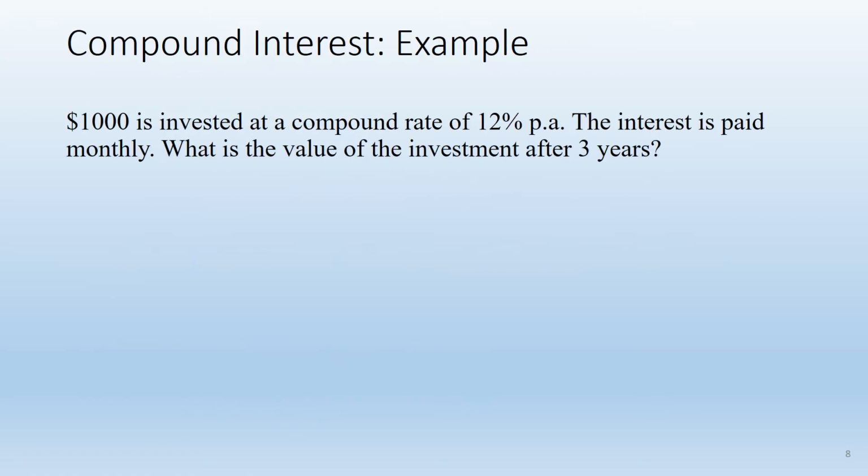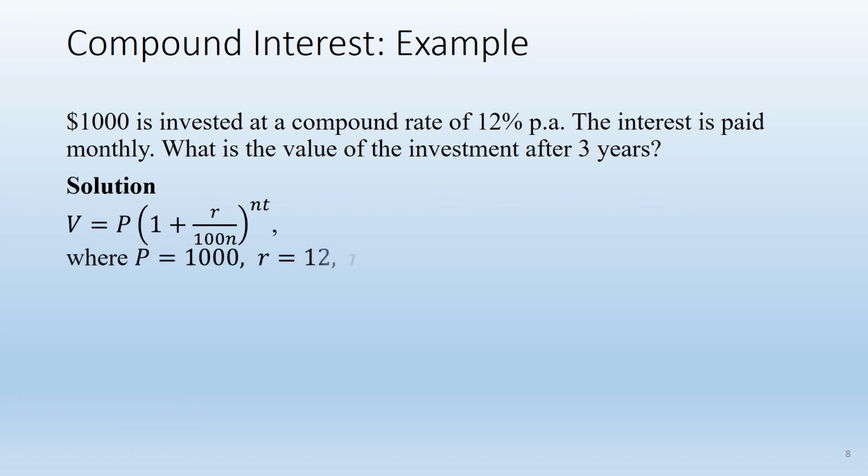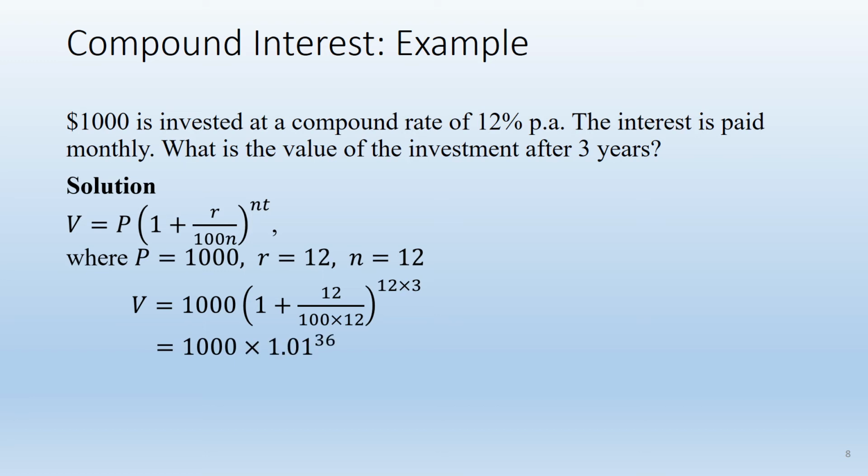Here's a compound interest example. We have $1,000 invested at a compound rate of 12% per annum. The interest is paid monthly. What's the value of the investment after 3 years? So we use the formula we established in the last slide, where our principal is 1,000, our rate of interest is 12%, and the number of installments per year is 12. We put all those numbers into our formula. We can simplify that down and then use our calculator to work out our answer.